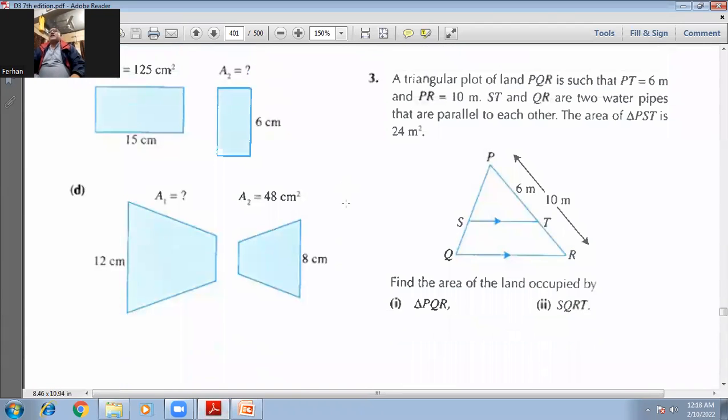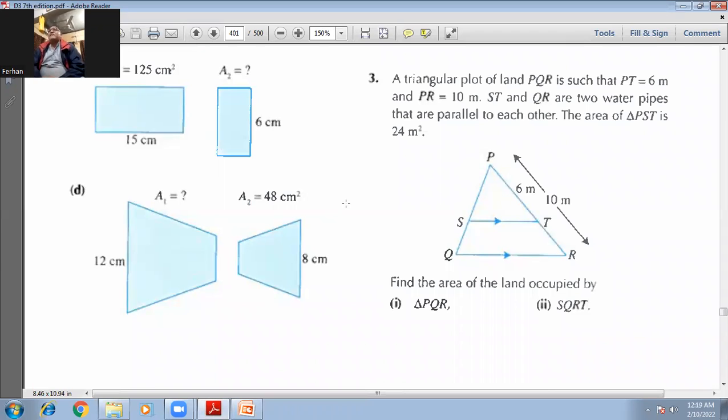Let's move to the next part, and here we go. A triangular plot of the land PQR is such that PT is 6 meter and PR is 10 meter. ST and QR are two water pipes that are parallel to each other. The area of the triangle PST is 24 meter square. So the area of this small triangle PST is given, that's 24 meters square. The first question is find the area of the land occupied by the triangle PQR. We try to find out the area of that big triangle. And then they say find the area of that SQRT, that trapezium there.